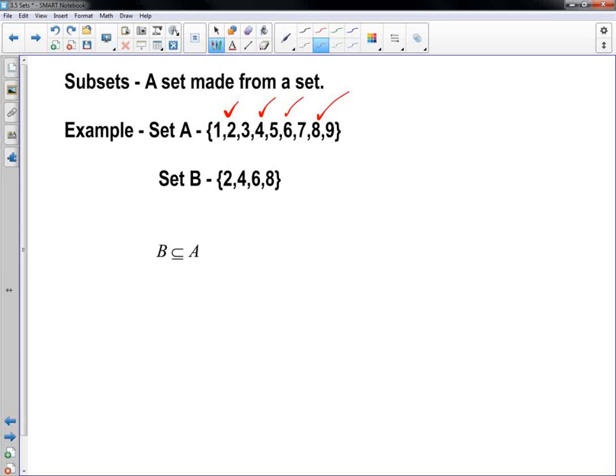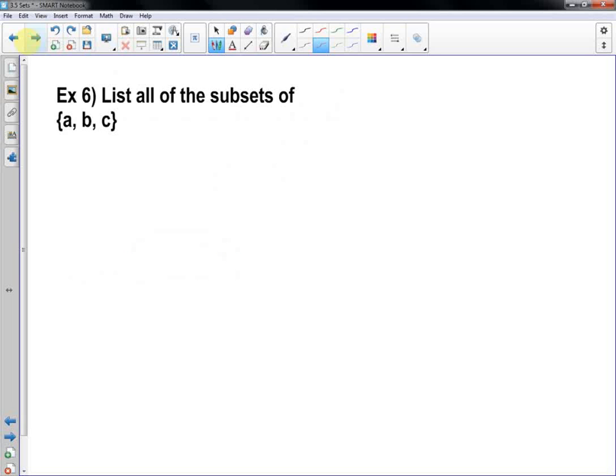We say B is a subset using this symbol, it's kind of like a less than sign, but it's curved. That means the set is less than A, but everything in B is also in A. And so it's a subset. So if we look right here, number 6, we want to list all the subsets of A, B, C. So I want to think of what lists I can make using only those 3 elements.